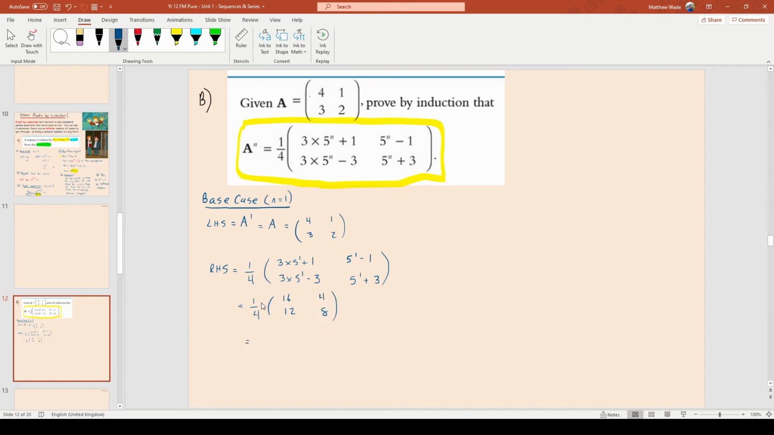And the quarter out front, you guys remember, is multiplication by a scalar, by just a standard number, not a matrix. You just divide each one by 4. You could times each one by a quarter. That's how it works. So it's 4, 1, 3, and 2, which does confirm, doesn't it? So it matches. Base case established. It does work on both sides. Cool. Next up, what is it, my buddies? That's right. You assume that it works for n equals k.